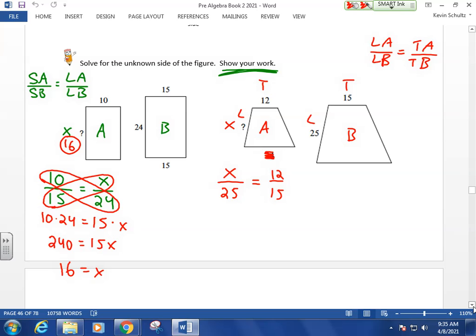Solving this. How would cross products work? Why don't you do it yourself? Practice it now. Pick it up from here. I'll give you about 30 seconds to use cross products to solve for that x side. It becomes difficult if you don't have a calculator. So if you don't have one, make sure you bring one for the test next week.